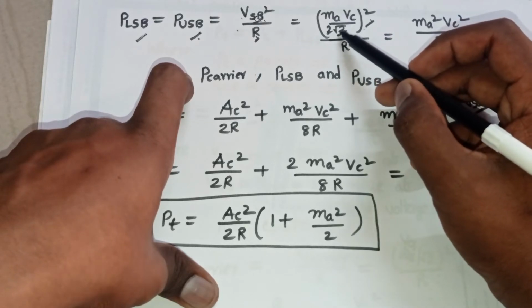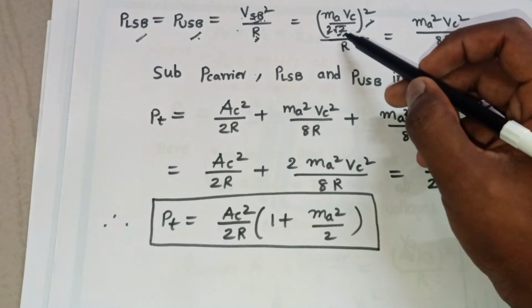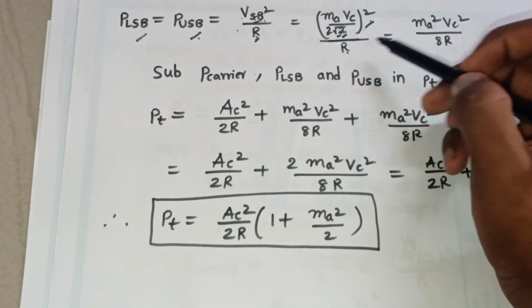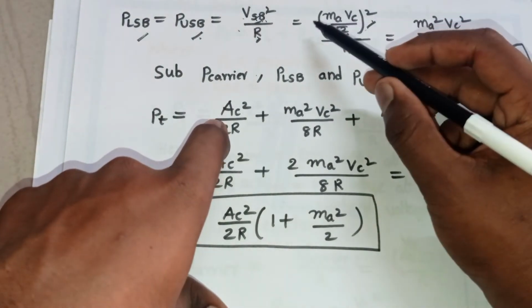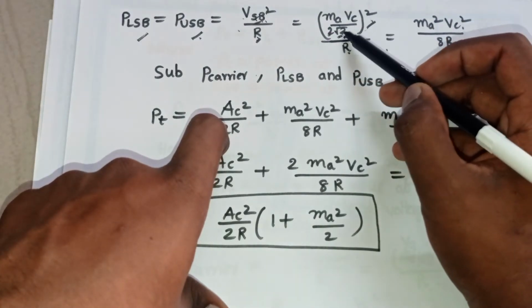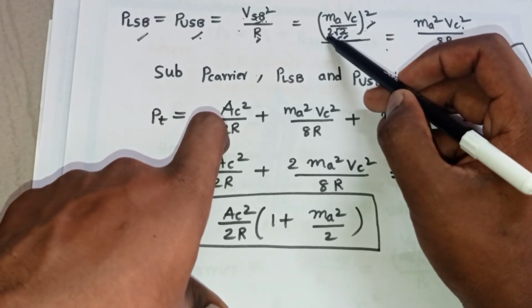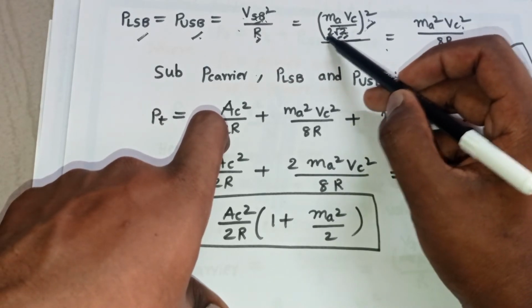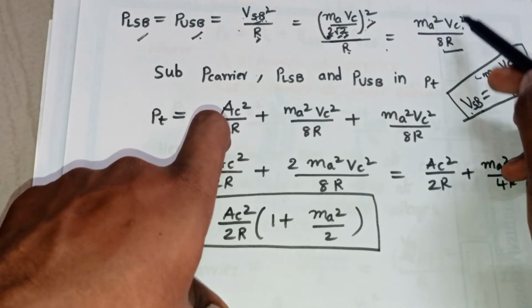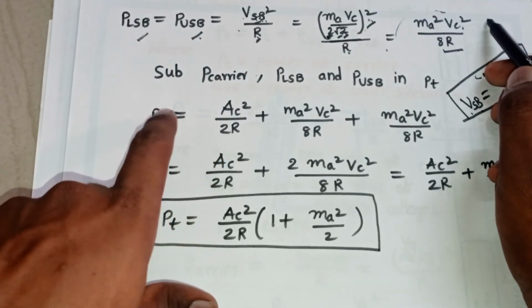That's why we need to divide this entire term by root 2, whole squared, by R, equal to MA squared Vc squared by root 2 squared, which is 2. 2 into 2 is 4, and 4 into 2 is 8, so 8R. This is the power of the lower sideband and the upper sideband.